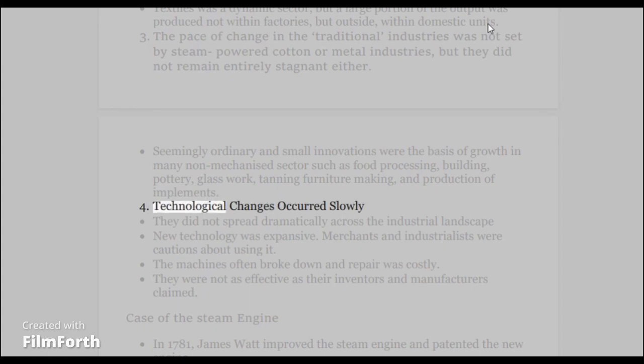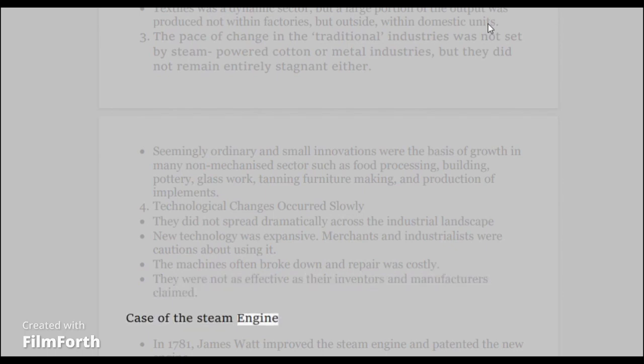4. Technological changes occurred slowly. They did not spread dramatically across the industrial landscape. New technology was expensive. Merchants and industrialists were cautious about using it. The machines often broke down and repair was costly. They were not as effective as their inventors and manufacturers claimed.